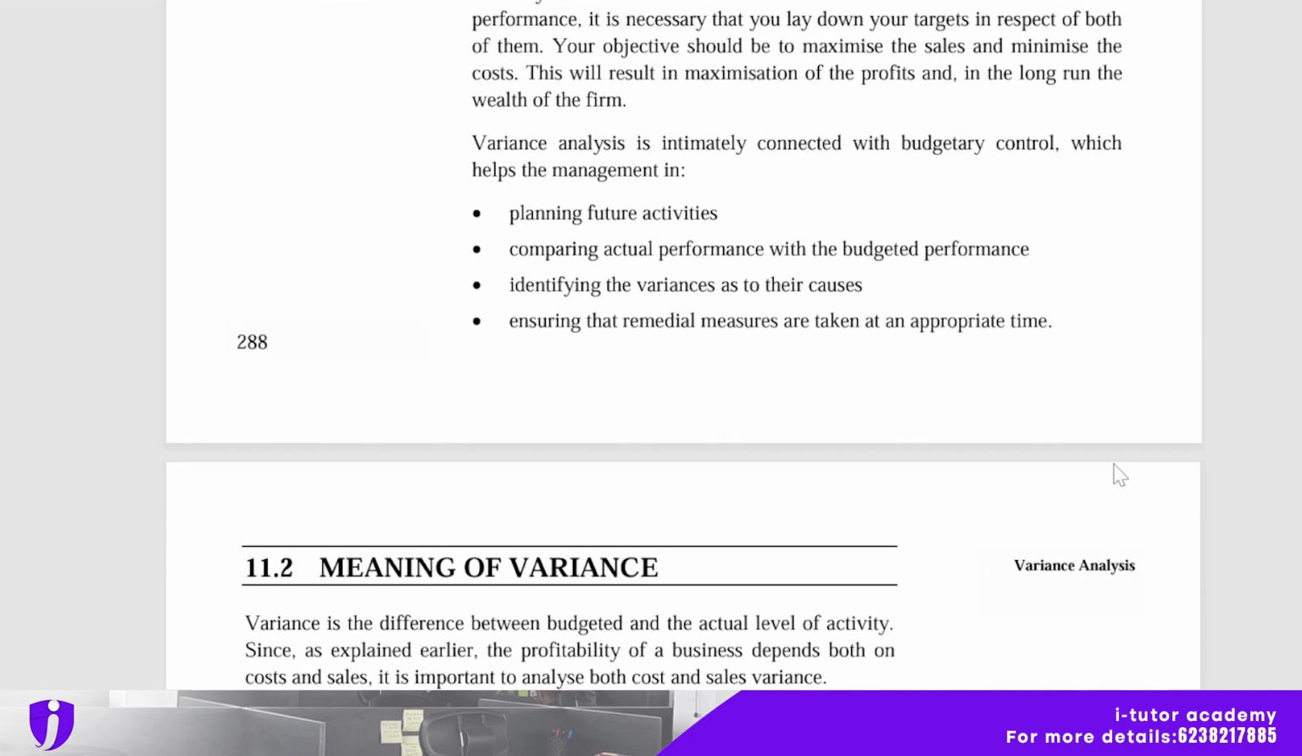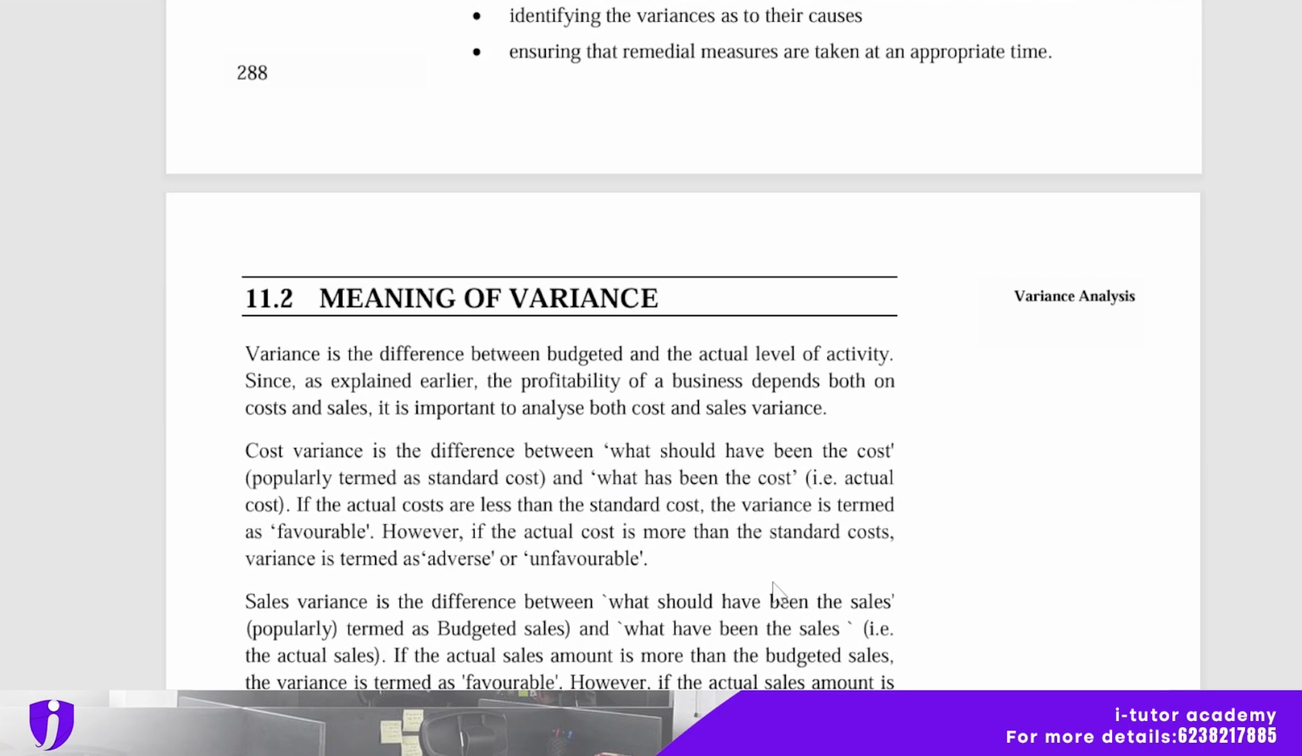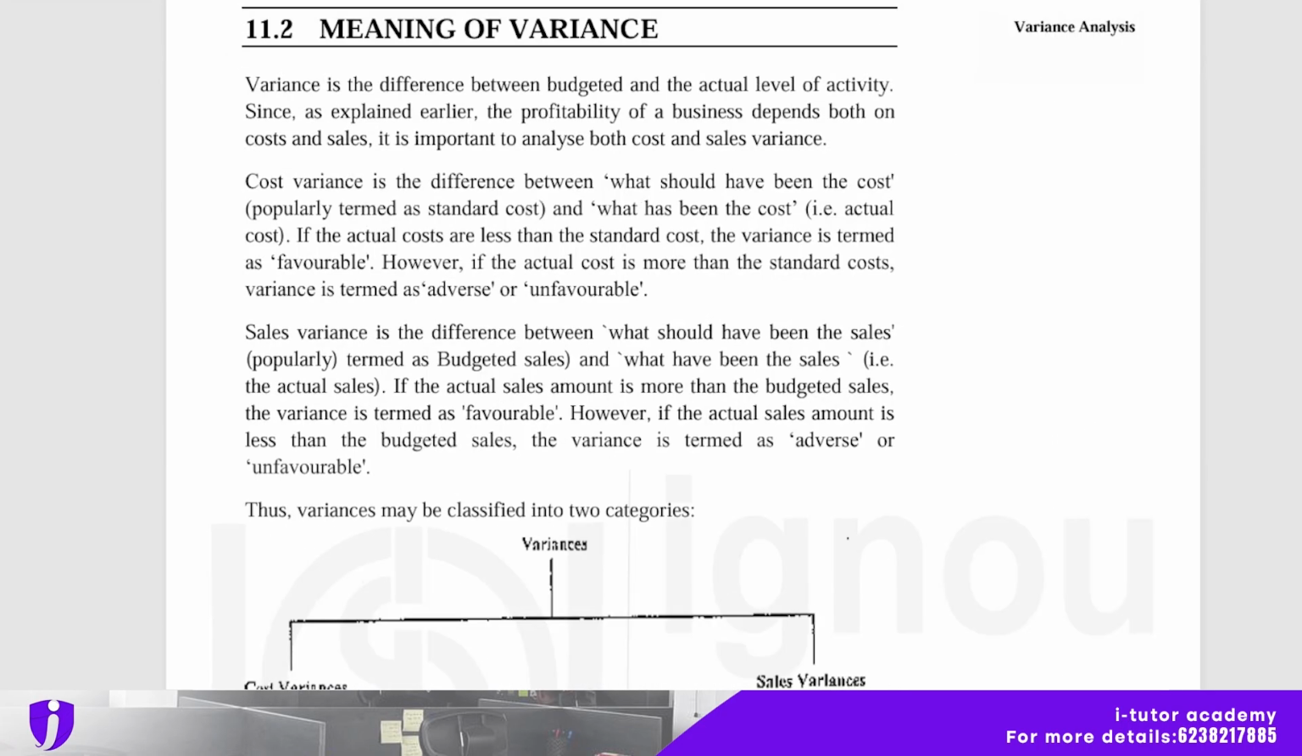So variance analysis is intimately connected with budgetary control, which helps the management in planning future activities, comparing actual performance with the budgeted performance, identifying the variances and their causes, and ensuring that remedial measures are taken at an appropriate time. And let's see the meaning of variances. Variance is the difference between the budgeted and the actual level of activity.